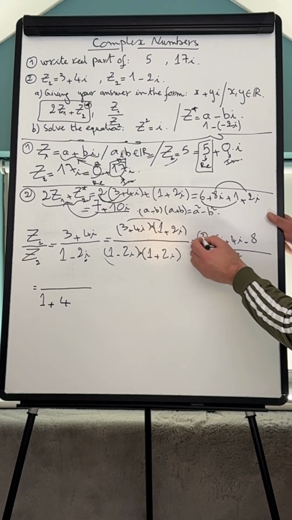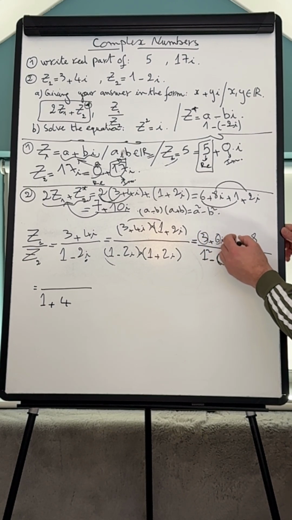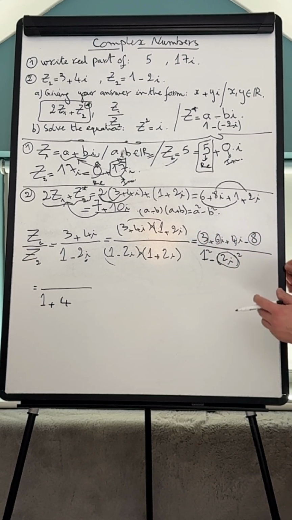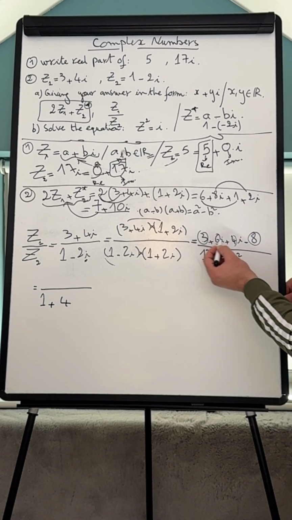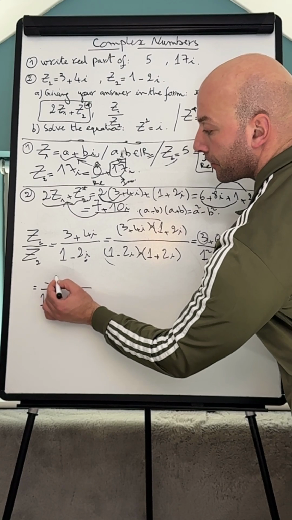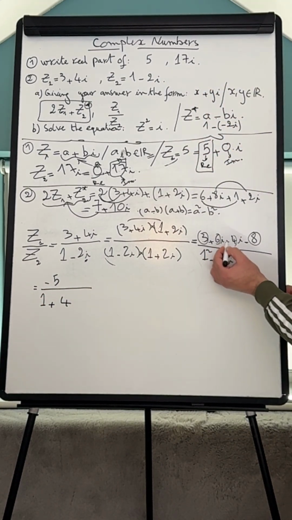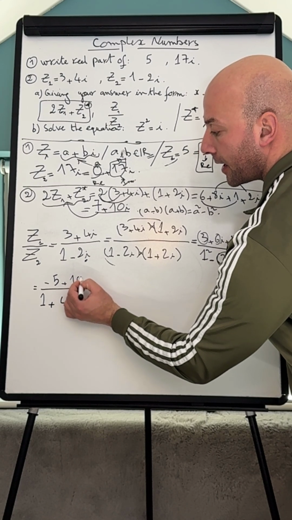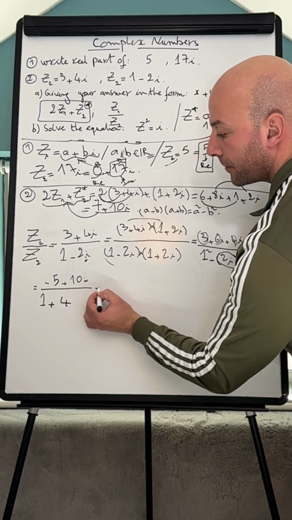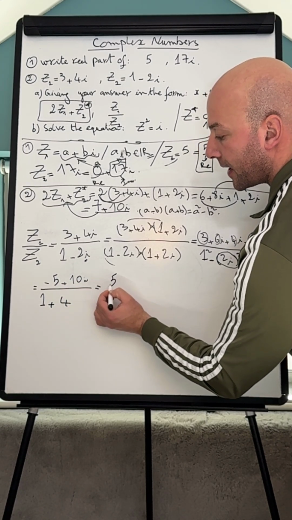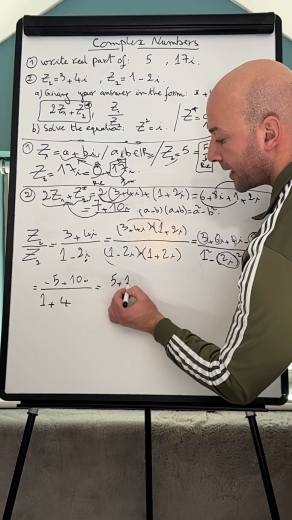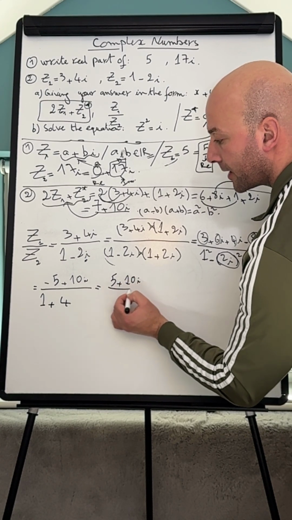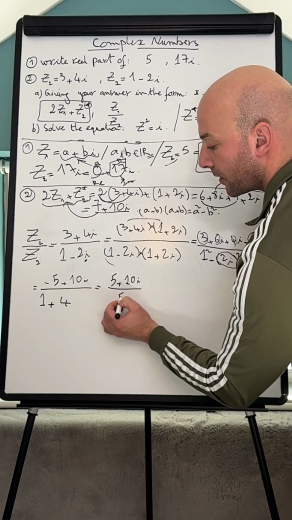We've got real number, imaginary number, real number, and then we have to add it, imaginary number. 3 minus 8 is minus 5. 6i plus 4i is 10i. So we have, we're going to do this one here, minus 5 plus 10i divided by 1 plus 4, which is 5.